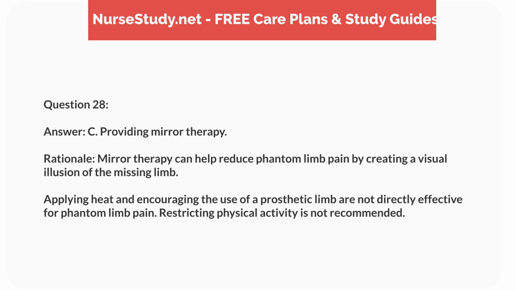Answer: C. Providing mirror therapy. Rationale: mirror therapy can help reduce phantom limb pain by creating a visual illusion of the missing limb. Applying heat and encouraging the use of a prosthetic limb are not directly effective for phantom limb pain. Restricting physical activity is not recommended.